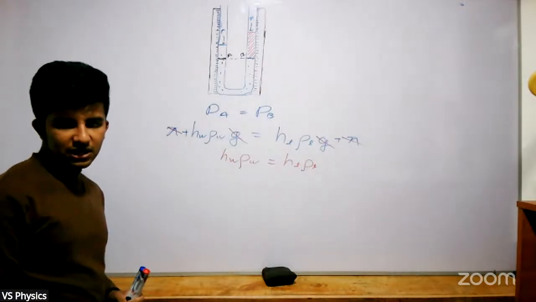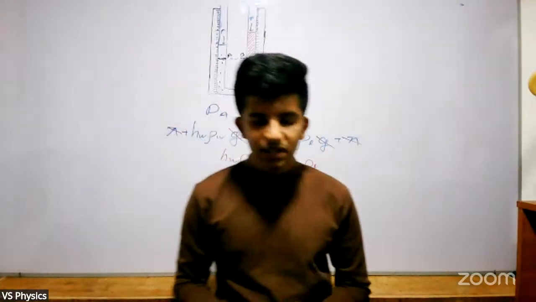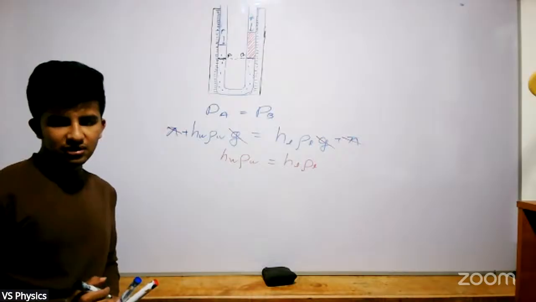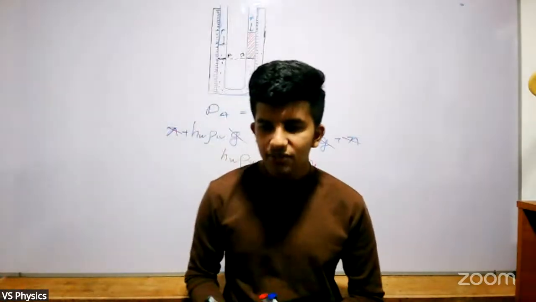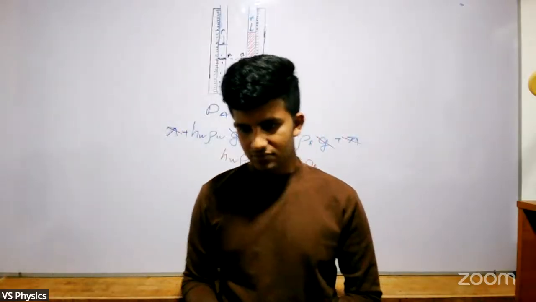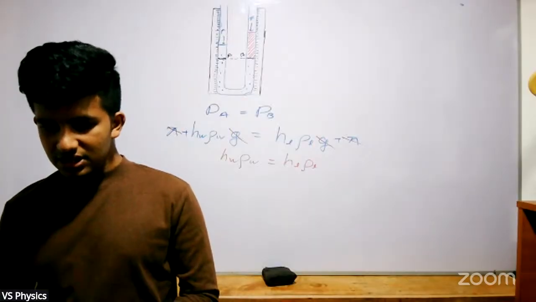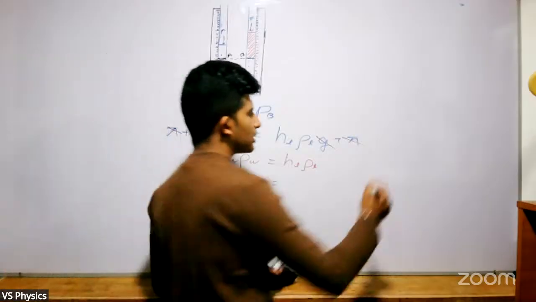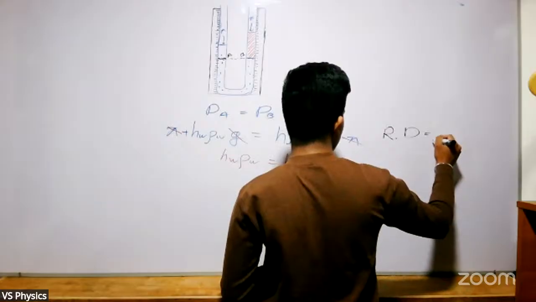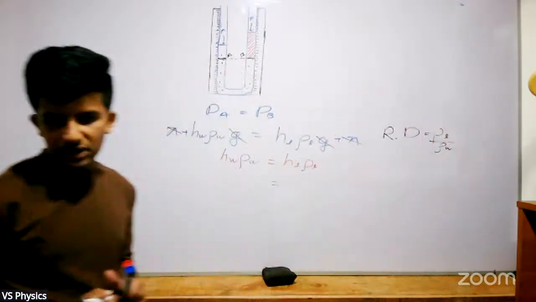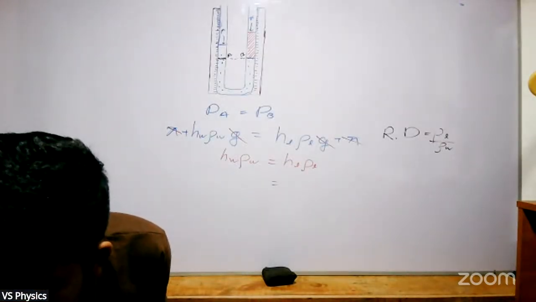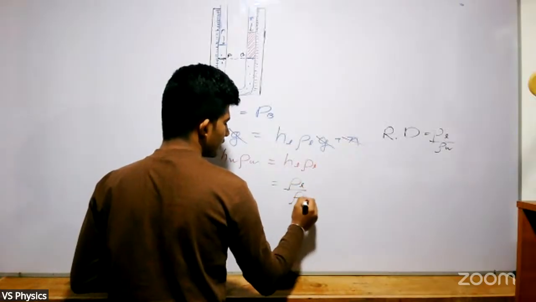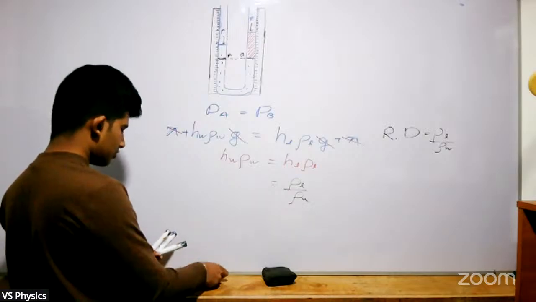To find relative density, what should the gradient be? The equation for relative density is rho liquid over rho water. We are taking it relative to water. Then rho liquid over rho water is the gradient, with h water here and h liquid here.